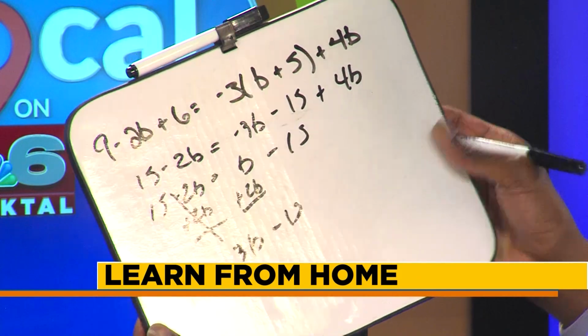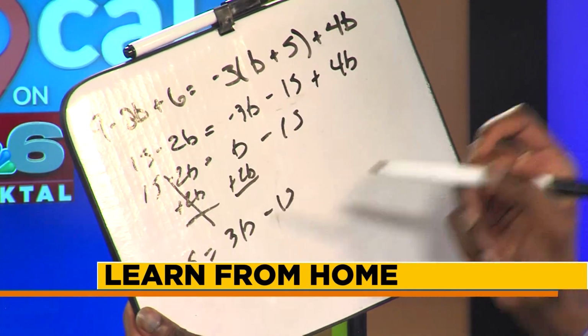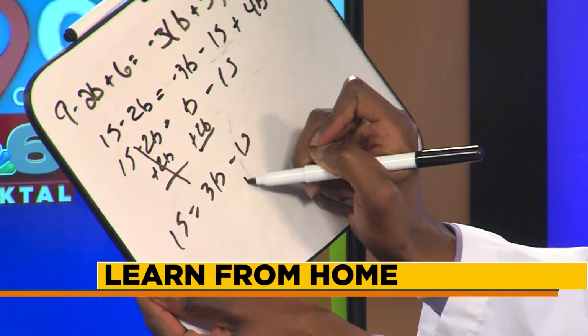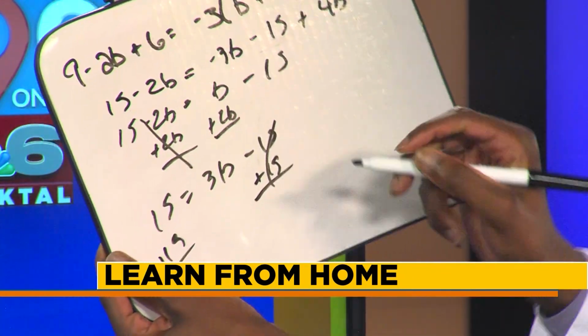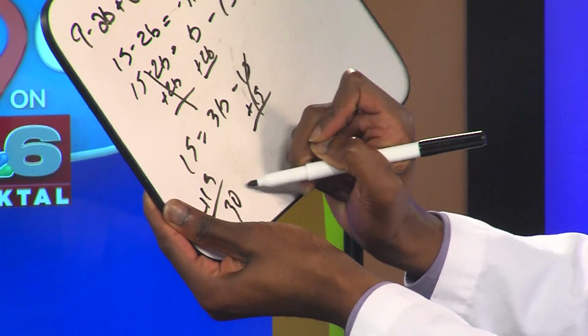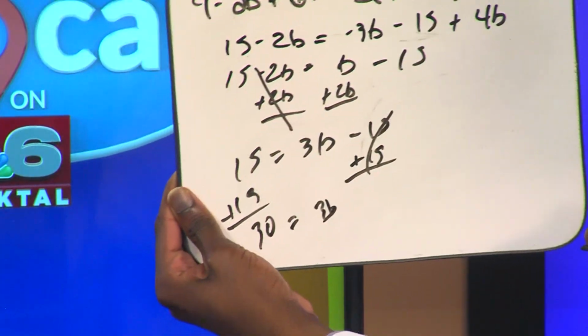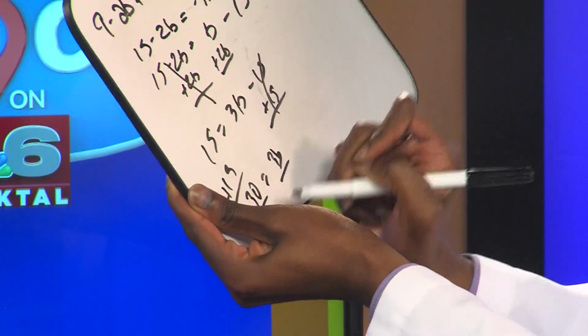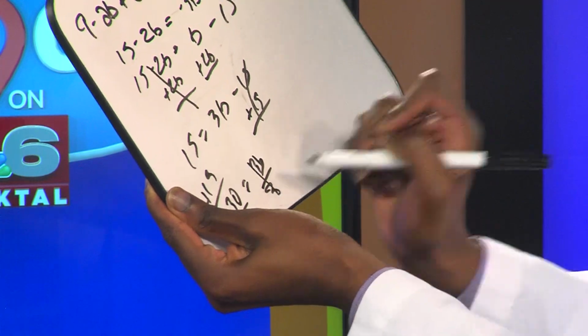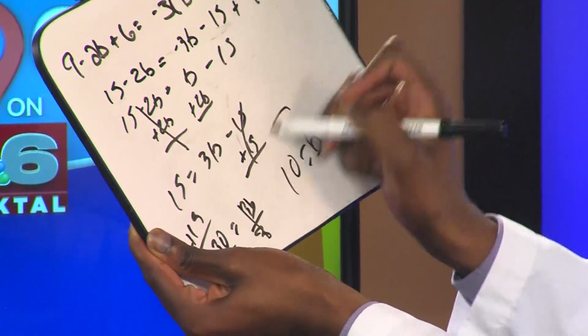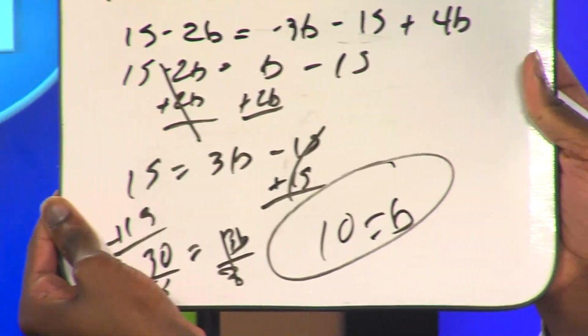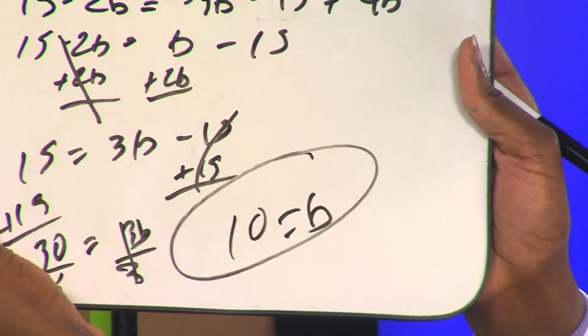No? Okay, so this is what we're going to do. I have to get rid of the negative 15, so I'm going to add 15 to both sides. There we go, that 15 cancels out. 30 equals 3b, okay, and I'm moving really fast. Divide both sides by 3. 30 divided by 3 is 10. 10 equals b. There's your final answer. Okay?